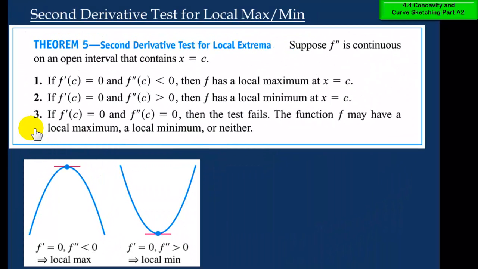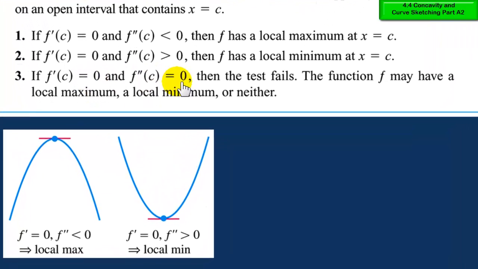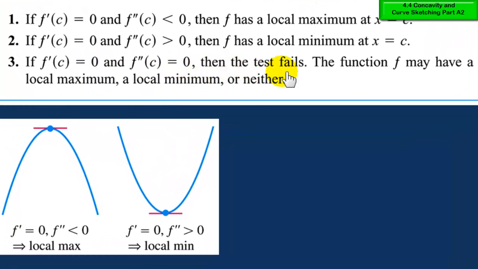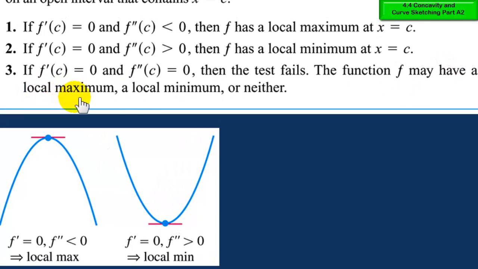Now, in number 3, if f prime at c is equal to 0 and the second derivative there is 0 too, then the test fails. So the function may have a local maximum or local min, or it may not occur even there. So when the test fails, then we go back to the first derivative test.